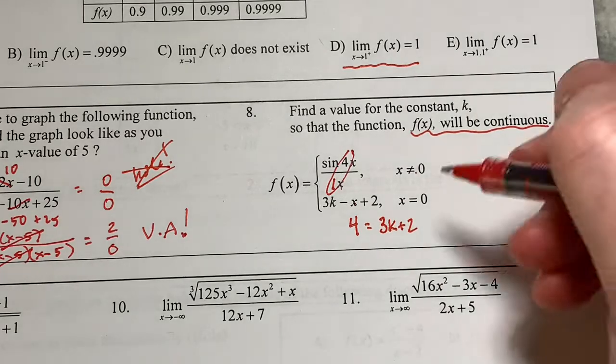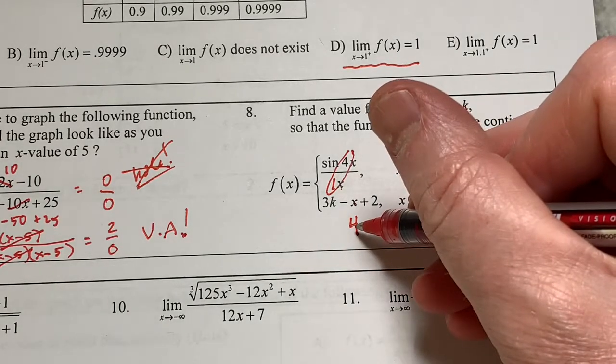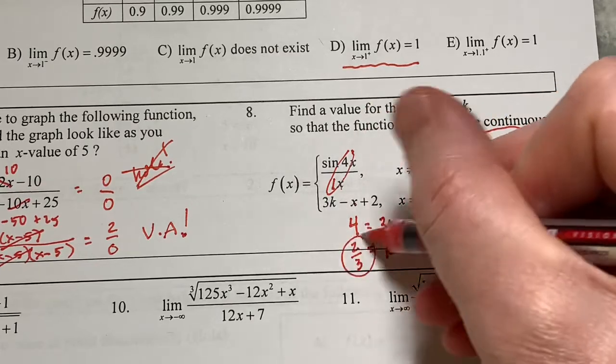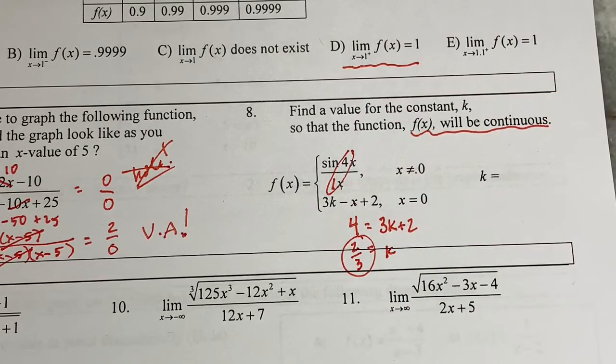So there you go. All I got to do is solve. I subtract a 2 and I get 2. I divide by 3 and I get k would have to be 2/3 in order for this to be continuous. Because if it's any other value, then this hole doesn't get filled in by that point.